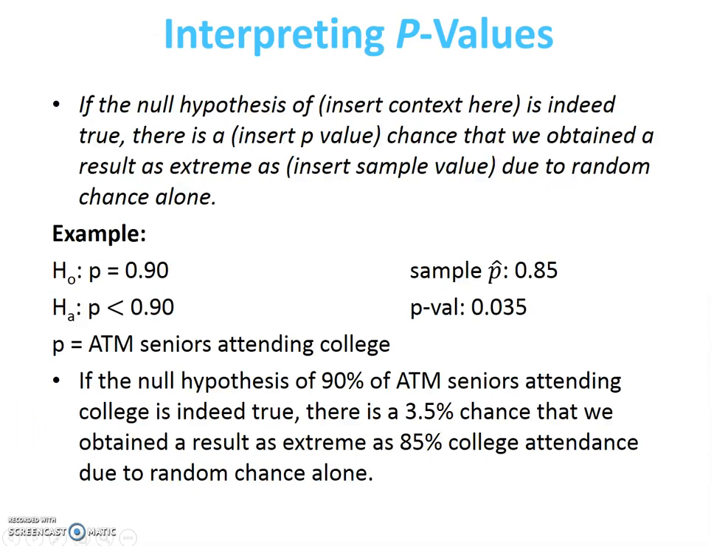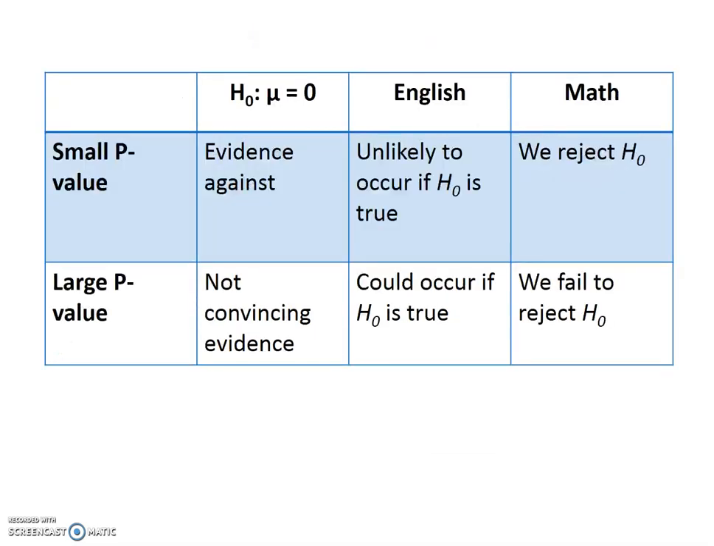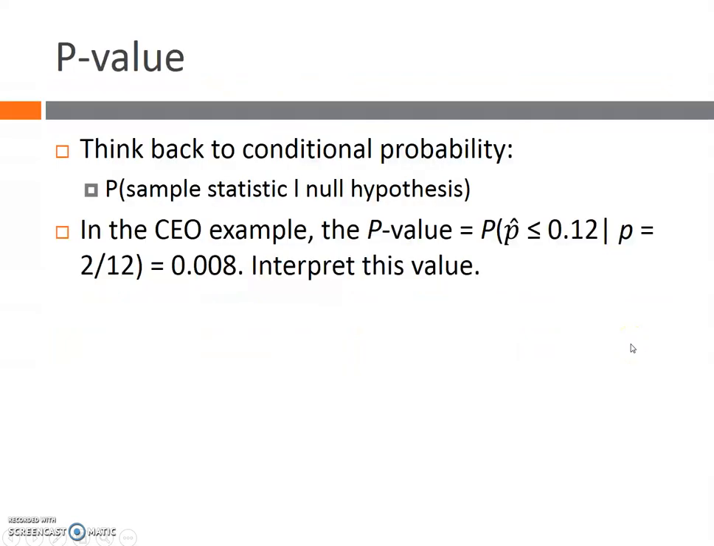Okay? So if we were to do a simulation or something, the chance that we would get those results is that by chance alone. So, if you have a small p-value, there is going to be evidence against your null, right? It means it's unlikely to occur if your null is true, so we say we reject that hypothesis. Now, if you have a larger p-value, it means there's not convincing evidence. It could occur if the null were true, so we're going to fail to reject it.